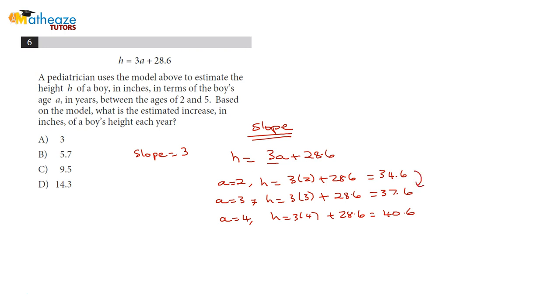If you look here, as the age increases by 1, the height increases by 3 inches. So we can see that the change is actually 3, which is the slope. So this is an understanding of what slope is. Slope measures the estimated increase of a line over a period of time or over some variable.